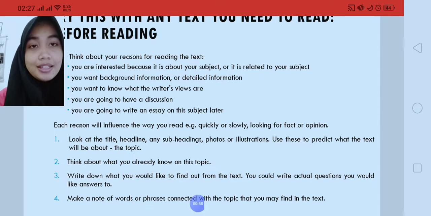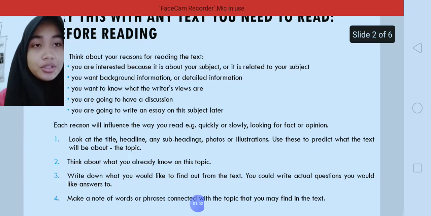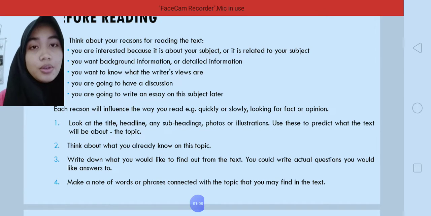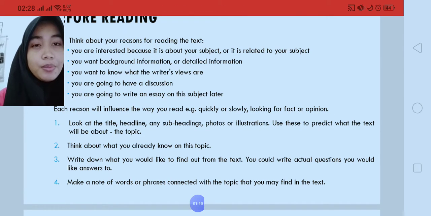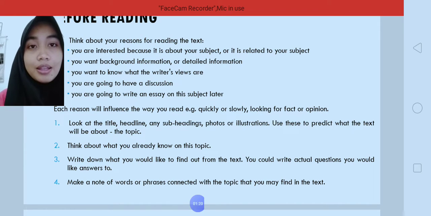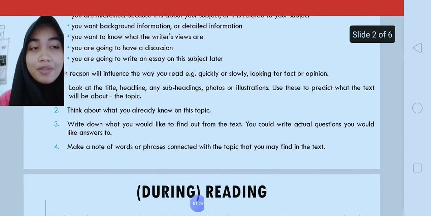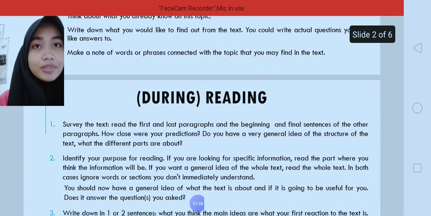Look at the title, headline, any subheadings, photos or illustrations. Use this to predict what the text will be about, or the topics. Think about what you already know on this topic. Write down what you would like to find out from the text. You could write actual questions you would like to answer. Then make a note of words or phrases connected with the topic that you may find in the text.